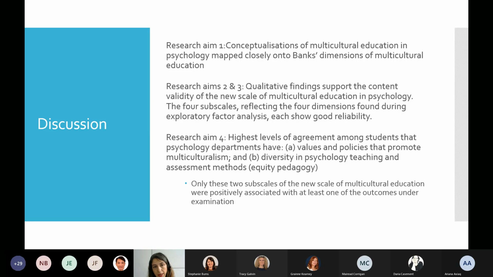So to recap, in terms of the research aims, we show that students and lecturers' understanding of multicultural education actually tapped into Banks' understanding of multicultural education. We were able to create a reliable scale with 4 subscales, and we showed that students had the highest agreement on school values, school culture being supportive, and schools of psychology endorsing a variety of teaching methods, or the equity pedagogy. And interestingly, these were the 2 factors which had significant effects on student outcomes as well.